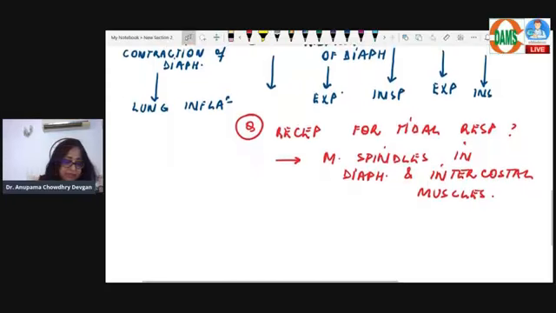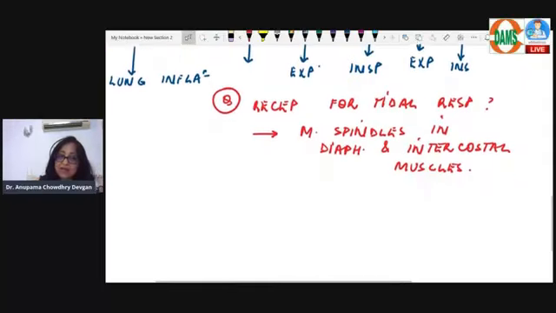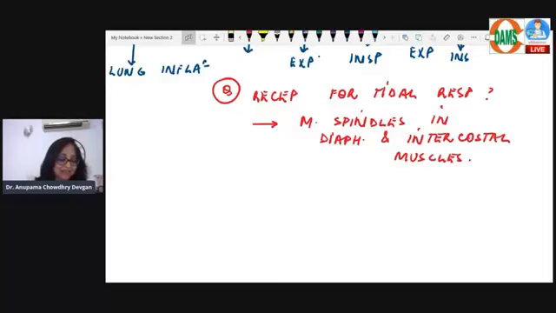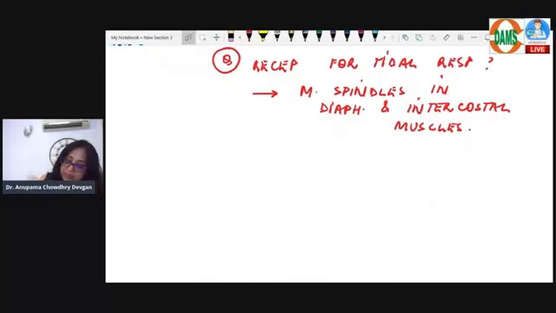Okay. Now this is the stimulus for the muscle spindle. Vani Dhawan, it is muscle length. We've discussed that in CNS. Okay? All right.